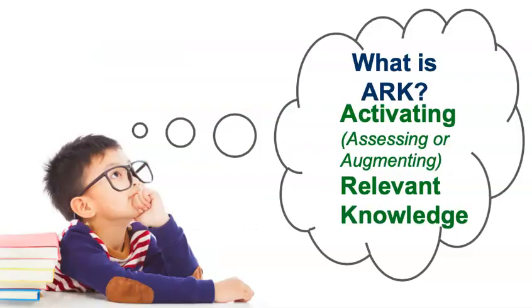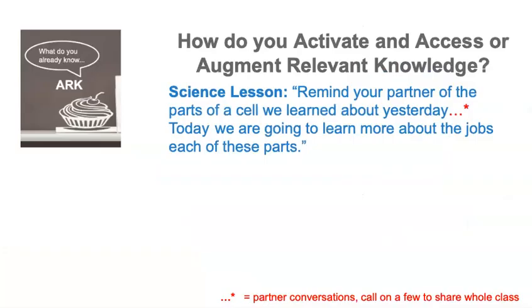But now let's look at what we really mean when we say activate relevant knowledge. What does it really look like? Well, let me give you some examples. Let's start with a science lesson. We know that activating relevant knowledge is going to be helping our students to think about what they already know about a certain topic. So in my science lesson in the beginning, I might say, remind your partner of the parts of a cell that we learned about yesterday.